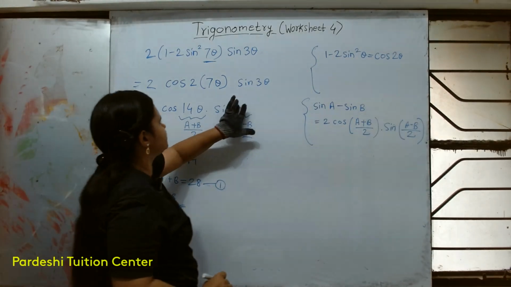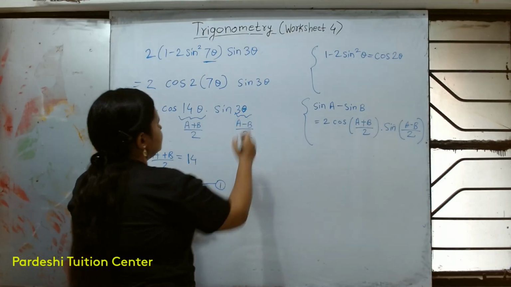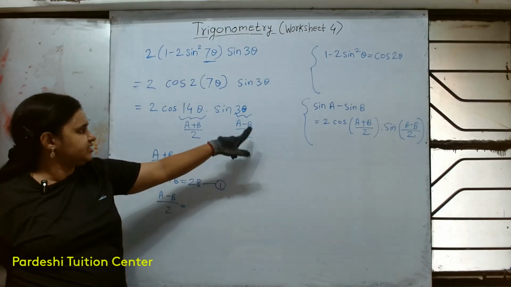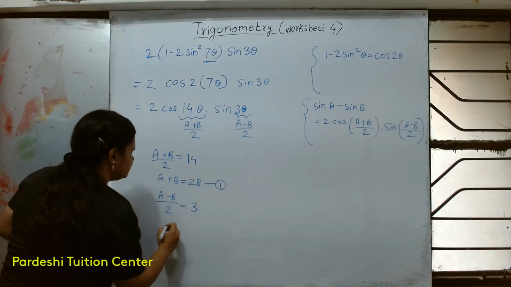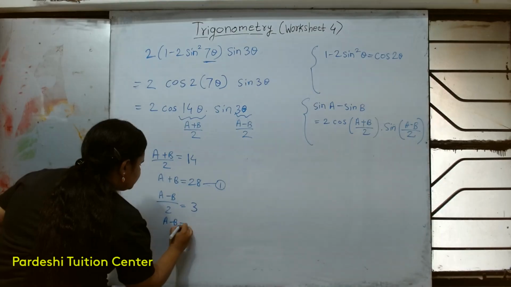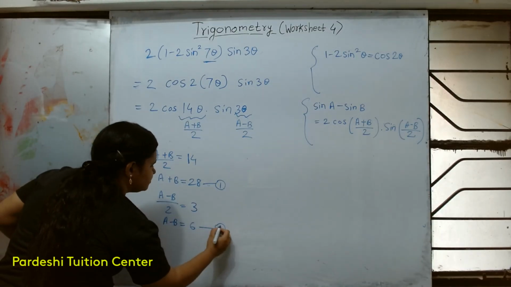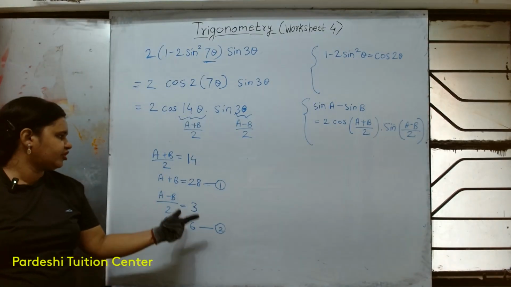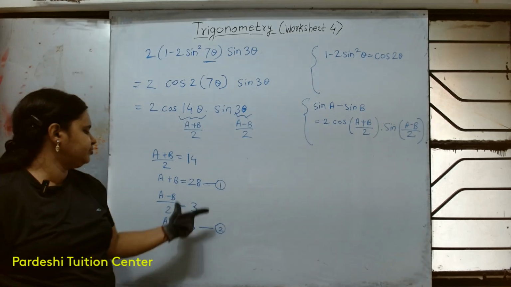Okay, it was sin 3 theta. So a minus b by 2 is given as 3 theta. Theta will remain as it is. The value of a minus b by 2 is 3, so a minus b will be equal to 2 times 3, so it will be 6. Okay. So, we have got equation 1 and equation 2. From this we can solve and find the values of a and b.